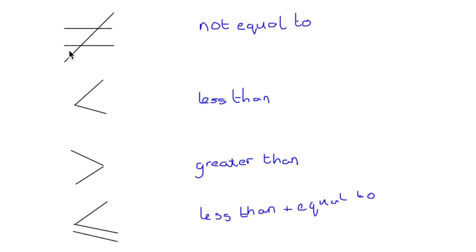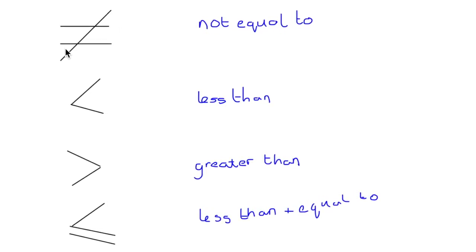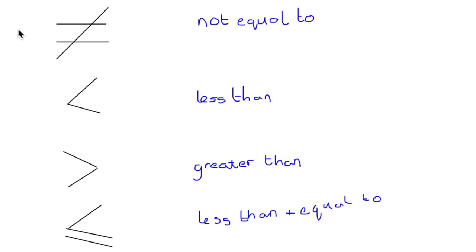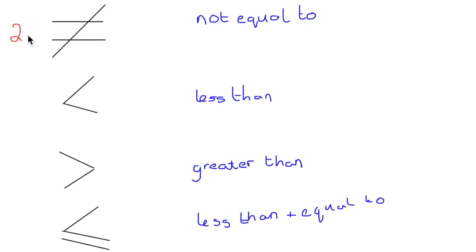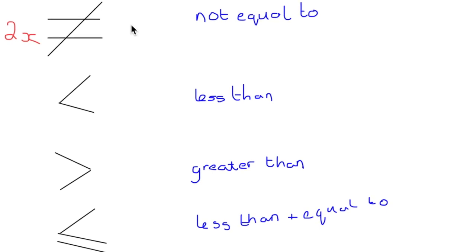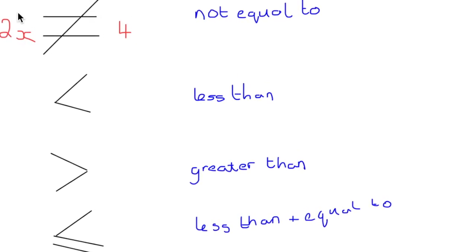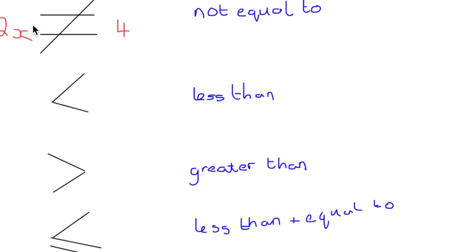This sign here means it's not equal to. So if we have a line going through that equals, it means it's not equal to. So if we had, again, the same example, 2x is not equal to 4, we would know that that is impossible. 2x cannot be equal to 4.